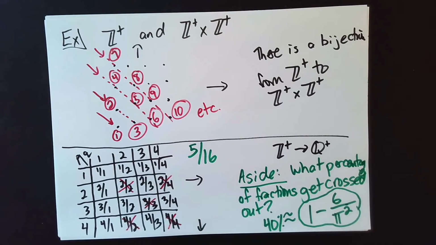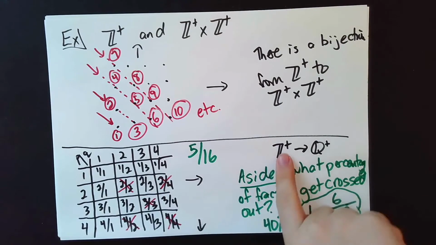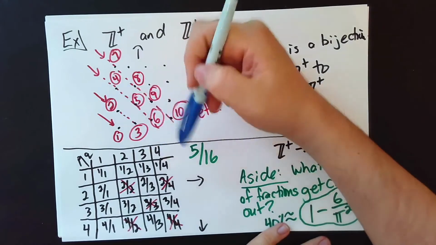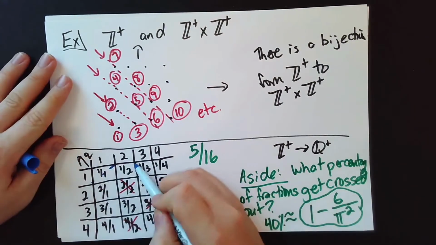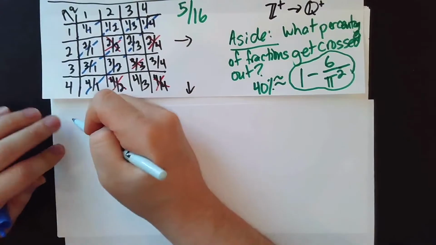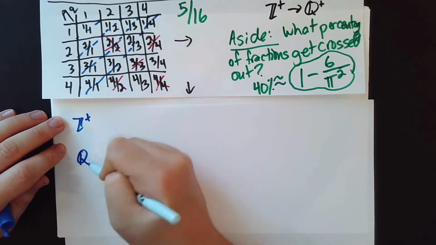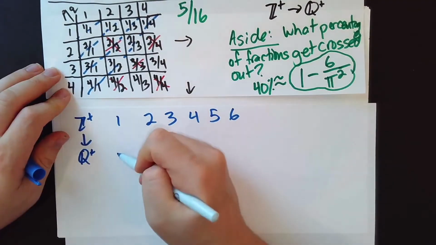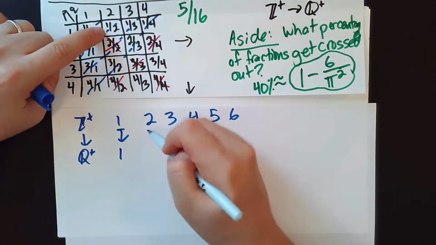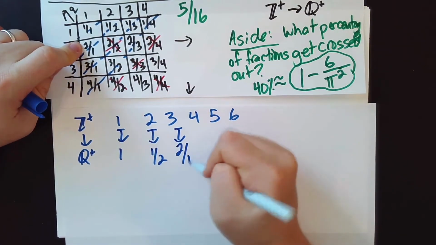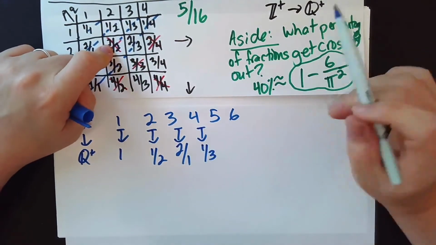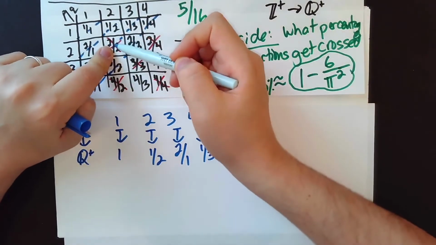Back to our discussion, though, how am I going to write down a bijection from Z plus to Q plus? Well, I'm going to use the same trick we did here with the diagonals, where I'm going to count down these diagonals. So I'll start with Z plus, I'll end in Q plus, with an arrow here. So 1 is going to go to 1. 2 will go to a half. 3 will go to 2 over 1. 4 will go to 1 over 3.